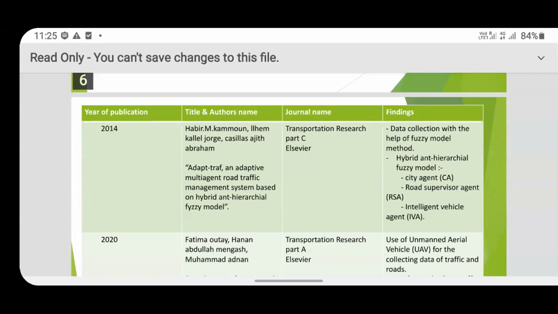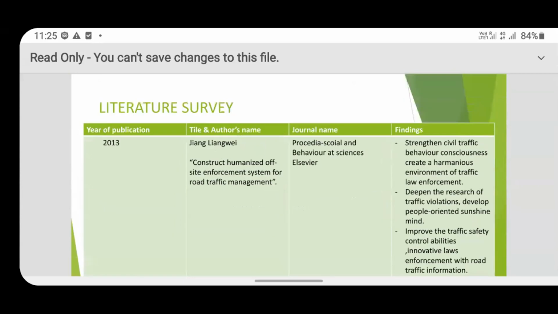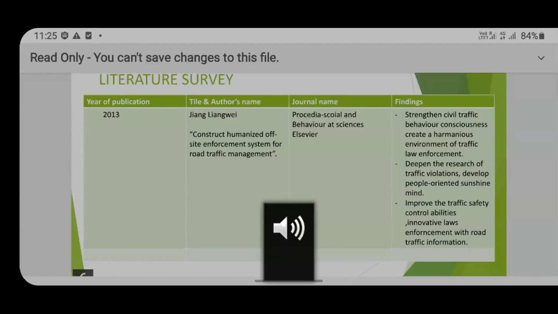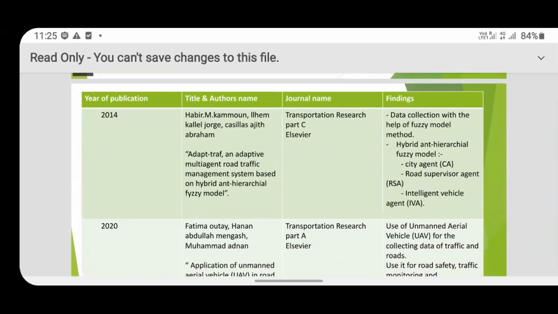First, the hybrid anti-hierarchical QC model. It means this leads to more complex road traffic management. This system allows adjusting road traffic efficiently according to real-time changes in the road network by the integration of an adaptive vehicle route guidance system.